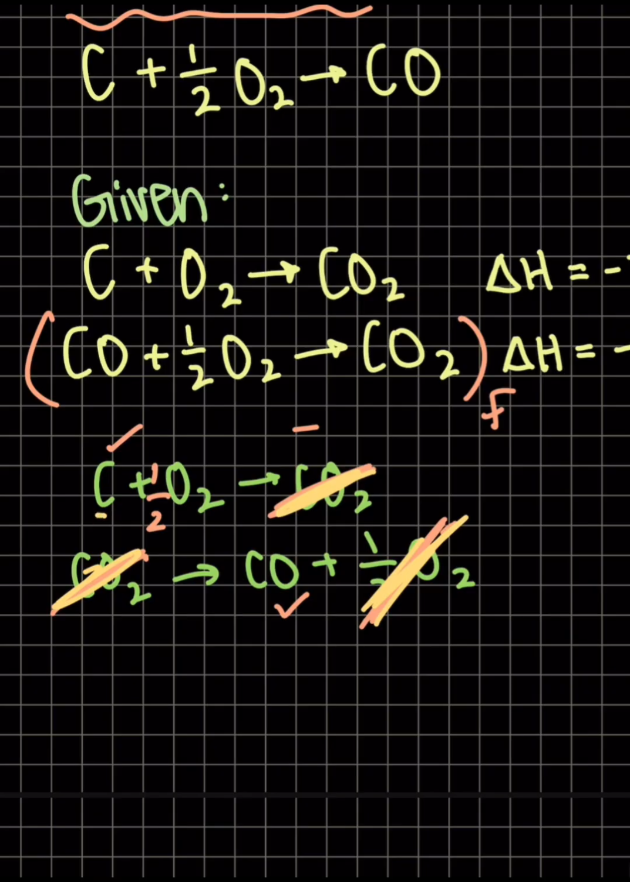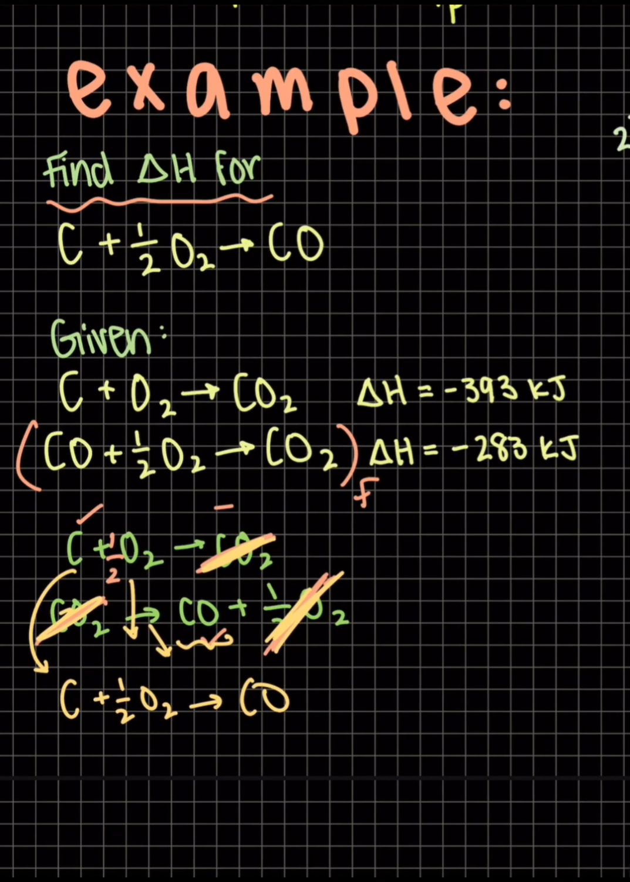So I have my C that gets dropped. I have my 1/2 O2 that gets dropped. And then I have my yield sign that gets dropped. And then I have my carbon oxide that gets dropped. Does this match the top equation? Correct. Now, we're not done yet.